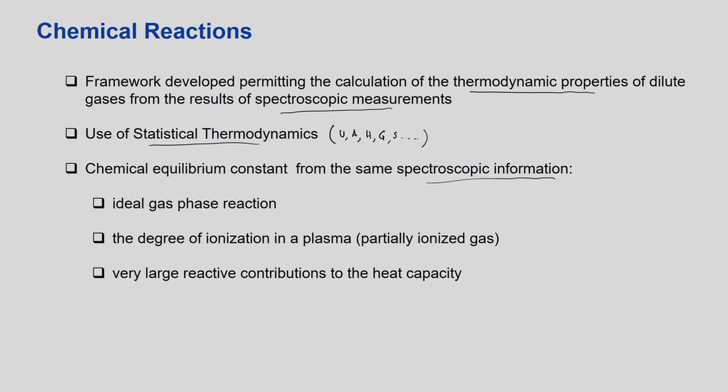If we can do that, then we will see different cases where we will apply those partition functions. We can use it in ideal gas phase reactions, or for predicting the degree of ionization in a plasma or a partially ionized gas. There is also a large reactive contribution to the heat capacity, and how ions provide that large reactive contribution to the heat capacity. All this can be determined using the partition function.